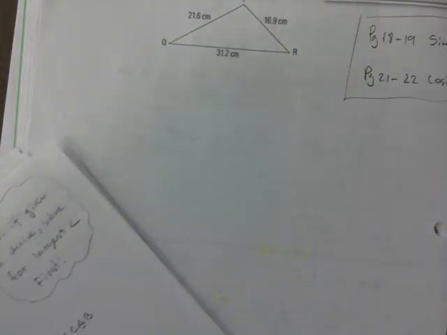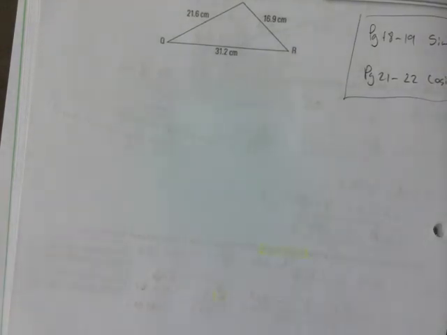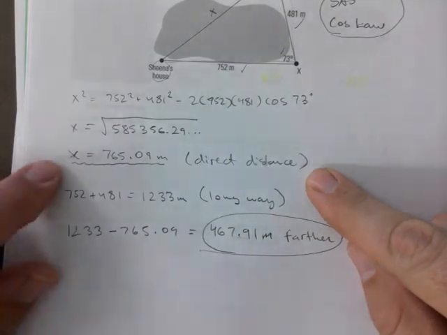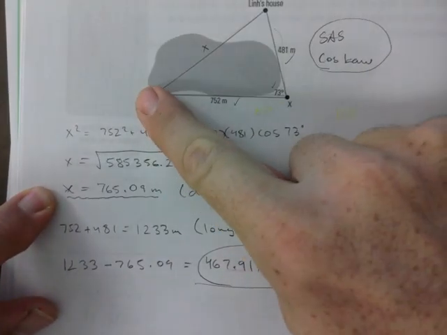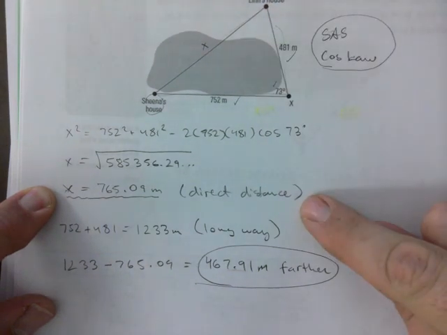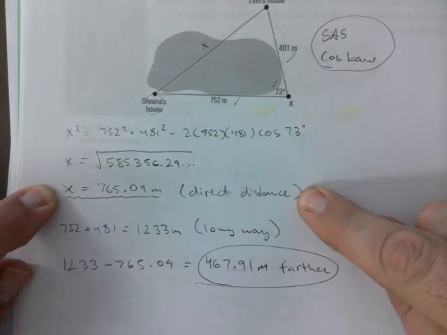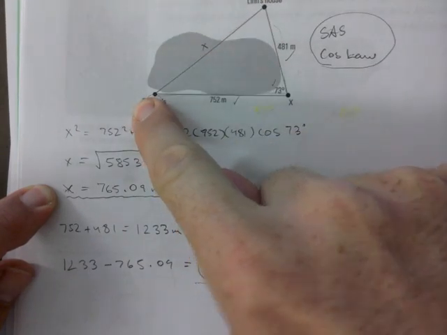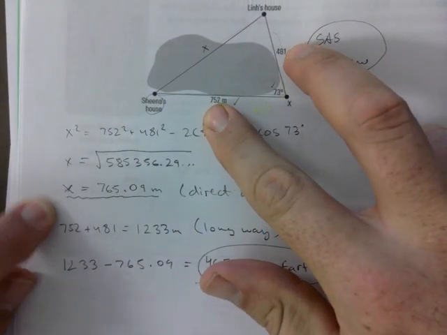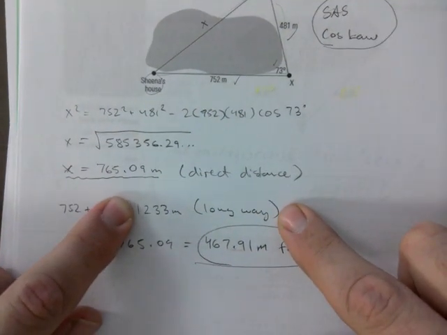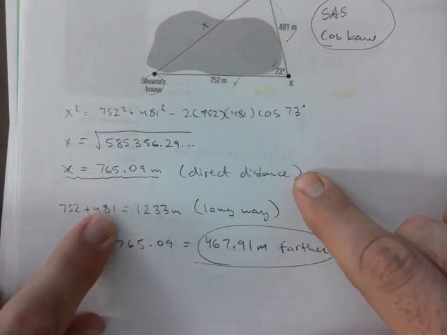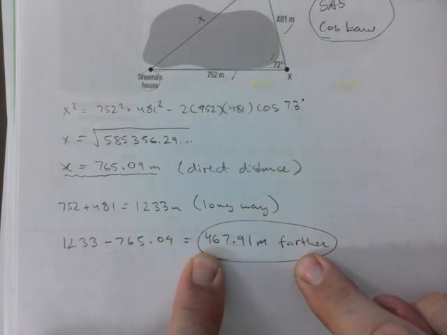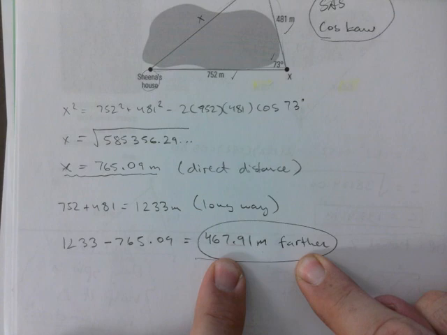And page 19. That one is a little longer than you might expect. You first figure out the direct distance, right? And then you just see how much further it is walking this way compared to just straight ahead, right? So you add these two up to get this, that's the long way, this direct distance, and then you subtract these two values to get how much further it would be to walk around versus straight ahead.